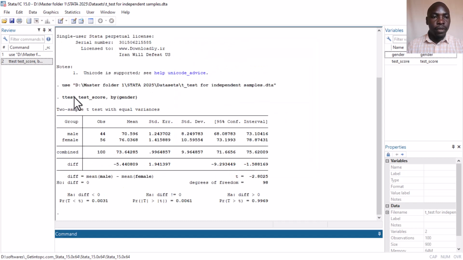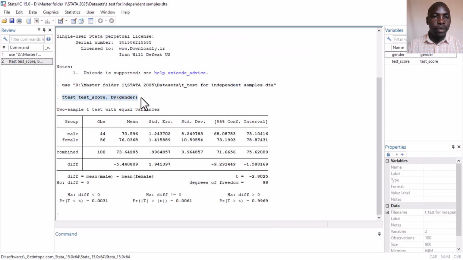So in this output, we have the command that you would use if you didn't use the menu, and then we have the descriptives. For our groups, we have a total of 44 males and 56 females. The average test score among males is this, and for females is given here alongside their standard error, standard deviation, and the 95% confidence intervals of the mean. We also have the combined statistics, a total of 100 participants, overall mean, and the other statistics.